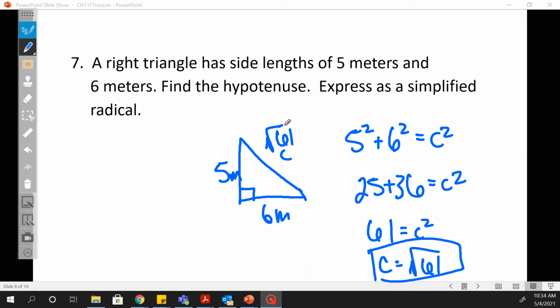So the square root of 61 meters. And I don't think that simplifies to anything. 61 is not divisible by any prime numbers or any squares. So we'll just leave that as the square root of 61.